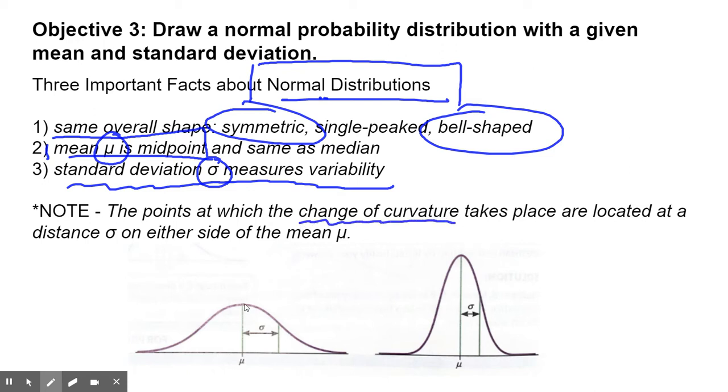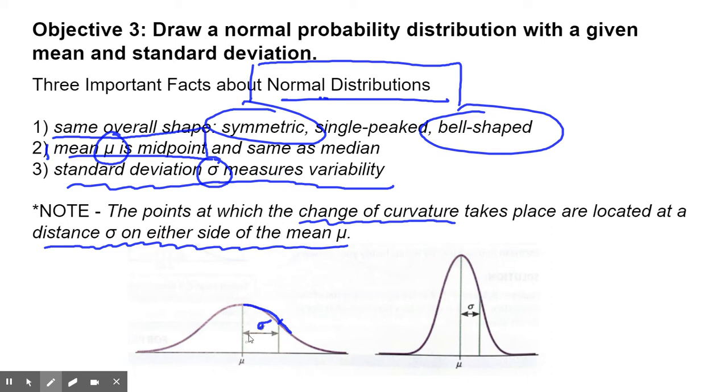Change of curvature. So if you were to trace this side, it's hard to see, but once you find that curve point change, I get it, you're kind of just fudging it. It's okay. That is a distance of sigma on either side of the mean. A distance of the standard deviation on either side of the mean. So this distance right here is your standard deviation. And again, that's going to show how spread this is.